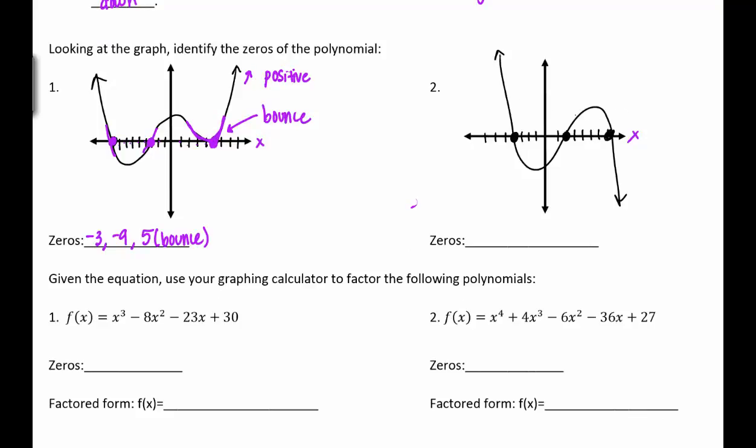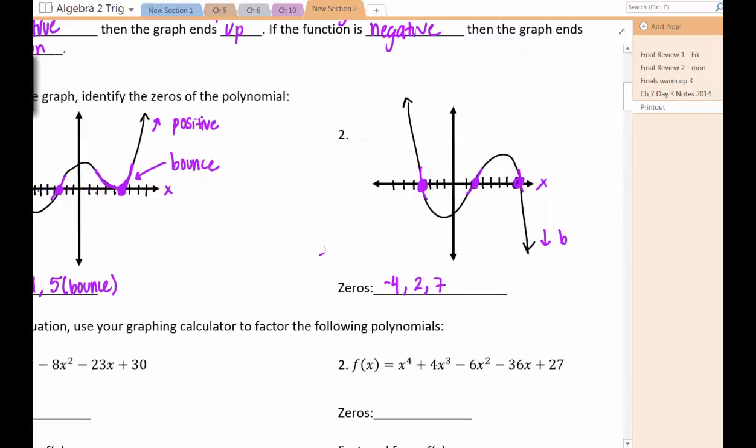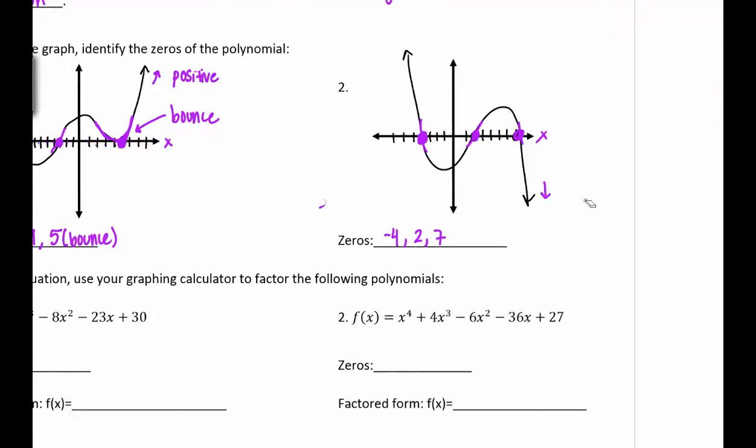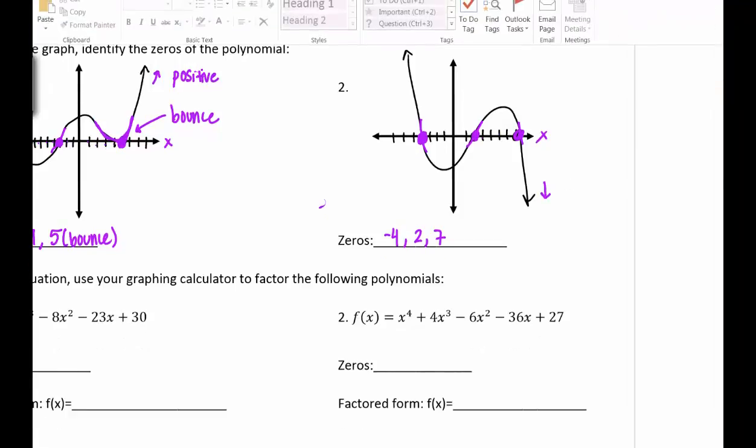And number 2, can you identify the zeros? Hopefully, they're right here. There again are 3 of them. And all of them are going straight through. You can see they're cutting right through the x-axis, so there's no bounces there. And this one is ending down, right? It's obviously going down, so we call that negative.